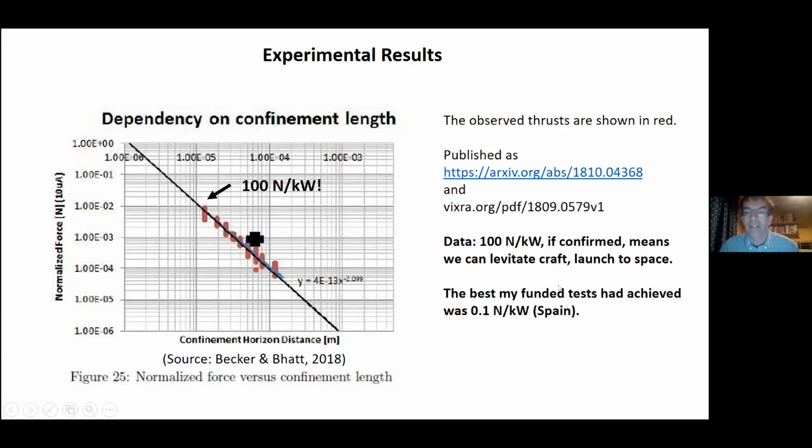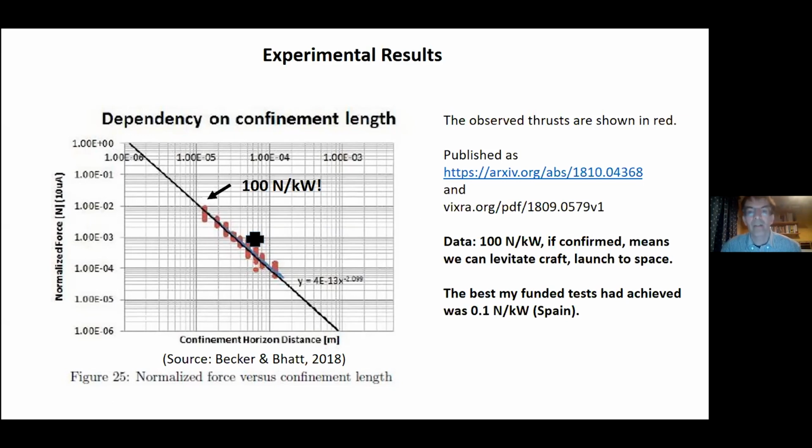So I'll come back to this in a bit. But the best my DARPA-funded test had achieved so far was 0.1 newtons per kilowatt in Spain. So this is apparently 1,000 times better. So I was very excited by this.